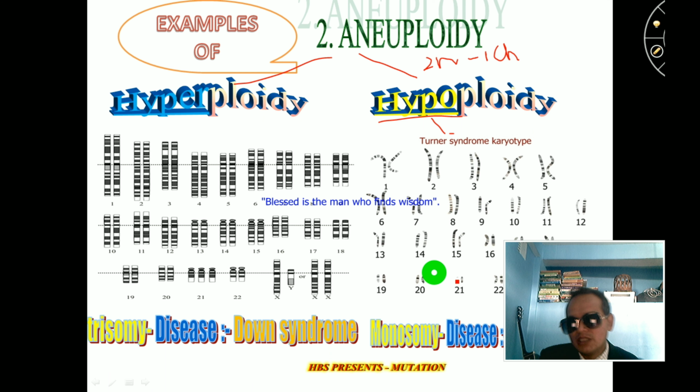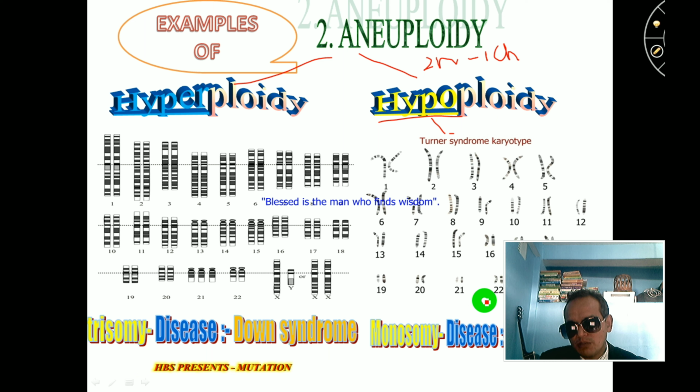Now look at this Turner syndrome. If you see the Turner syndrome, he has 23 pairs, but in the last pair he does not have 1 chromosome. So the total number of chromosomes in this person is 45. So count here: 22, 44, 45. 1 chromosome is missing, so 45. 1 less chromosome means hypoploidy.